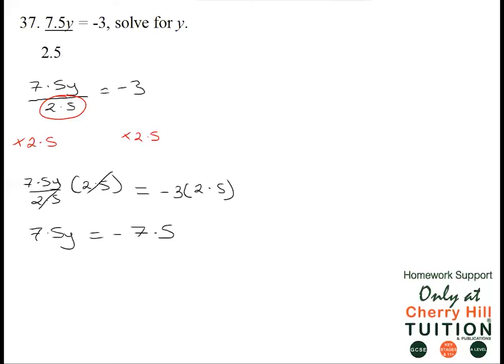Okay? Now the last thing that we need to eliminate is this 7.5, and this will lead to us having the y on its own. So right now we are multiplying by 7.5. So in order to eliminate this, we need to do the inverse, which is divide by 7.5. And we do this on both sides of the equation.